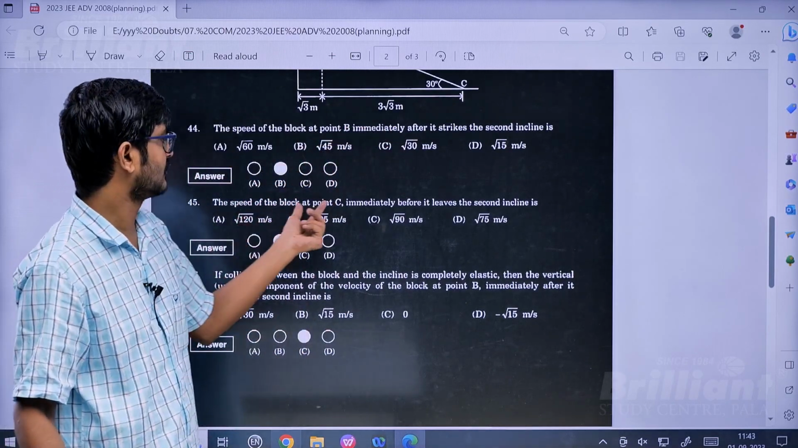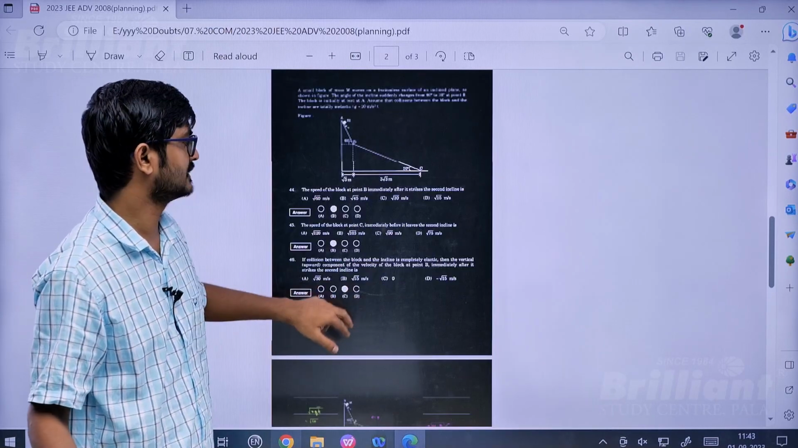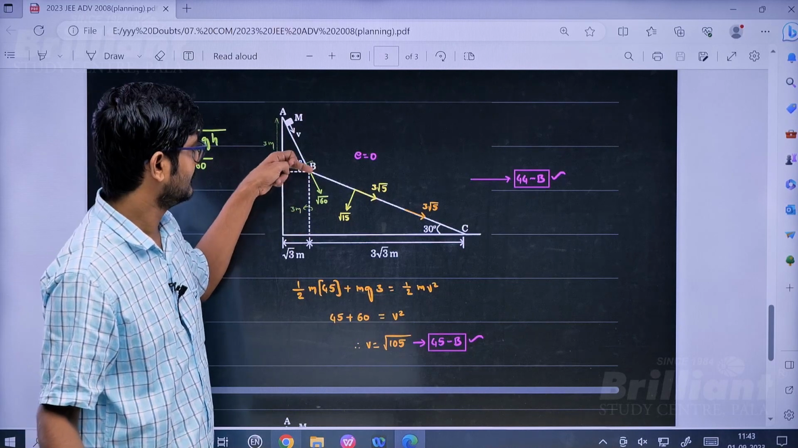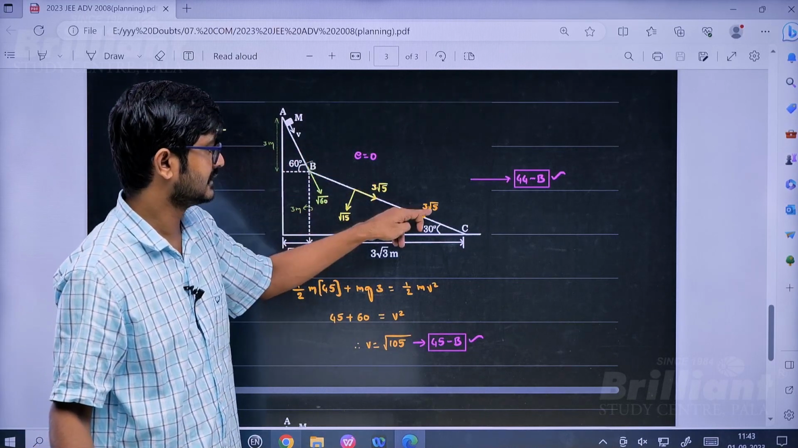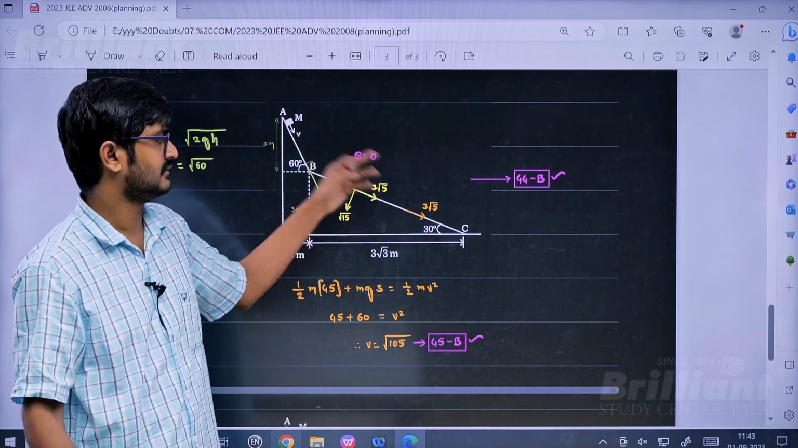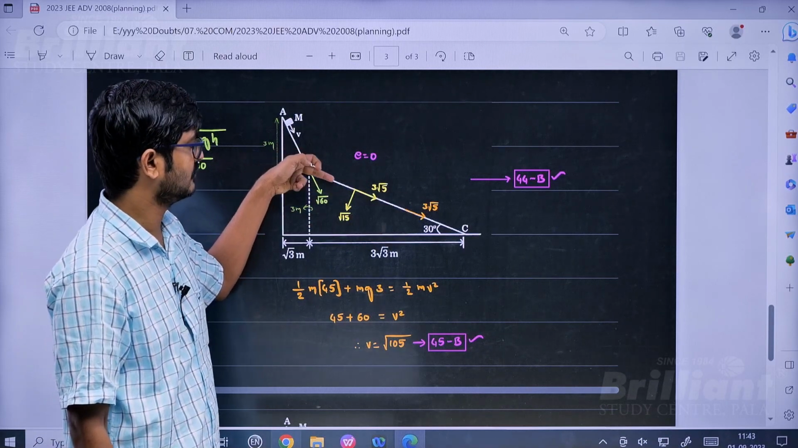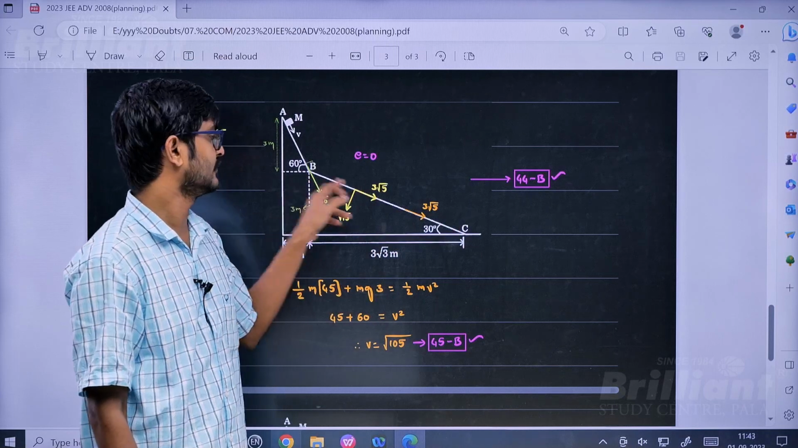Now, the speed of the block at point C. If it goes with the same speed downwards, what is the speed? From here it is starting with 3 root 5. I have just put it in the figure so that I can see it, that's all. So, this 3 root 5 is here. When it goes from here to here, again I can do energy conservation.